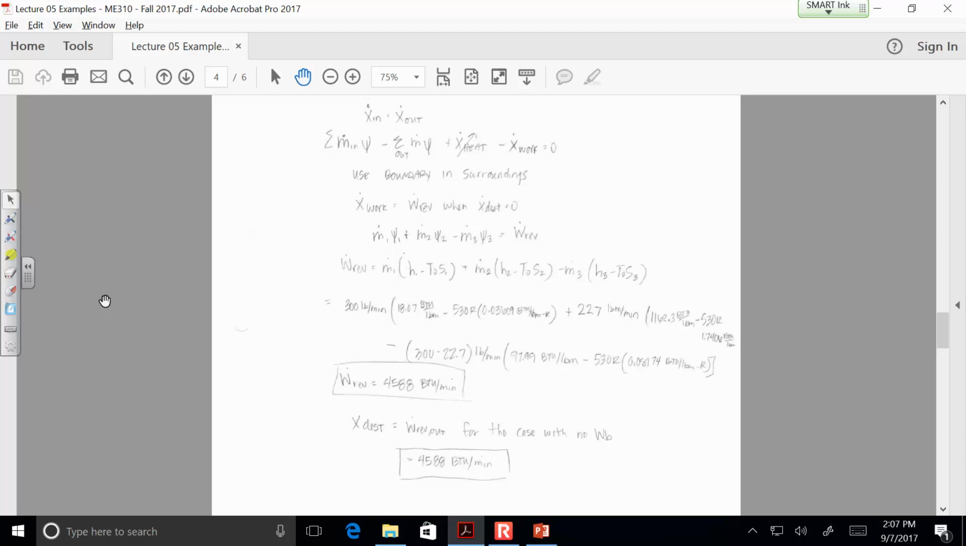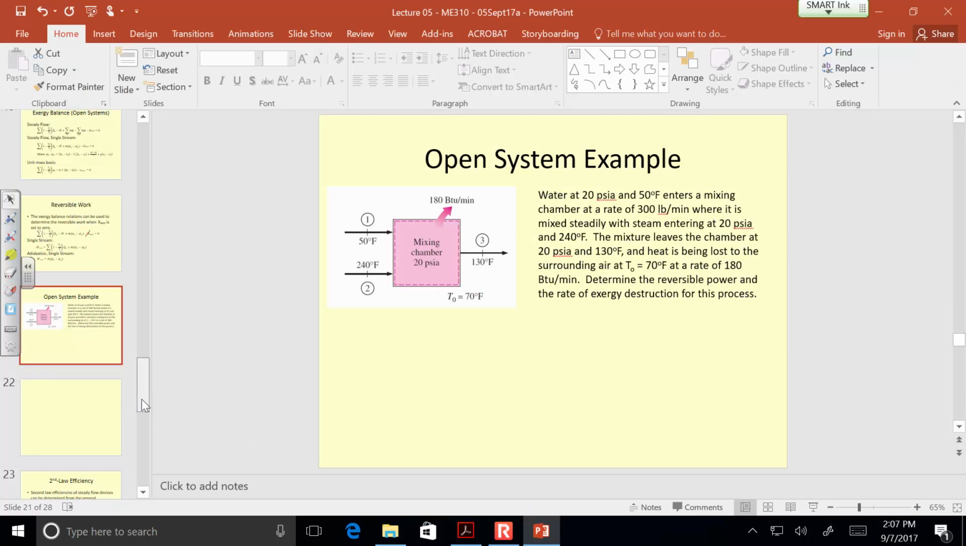So this is for a closed system, and then this is for open system. And you can't see that on the video because I wrote it on the board, but there we go.